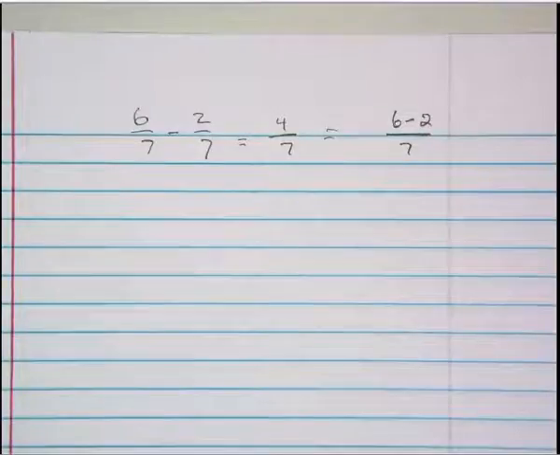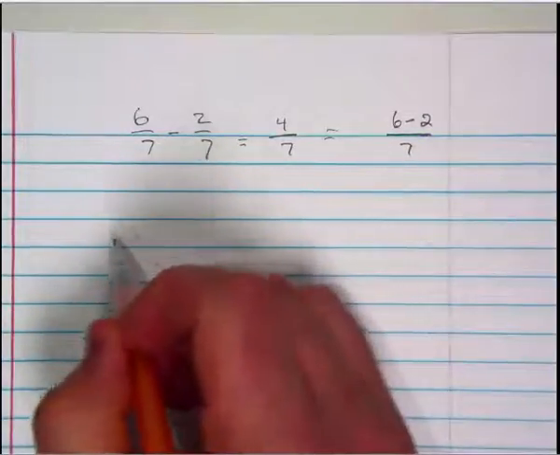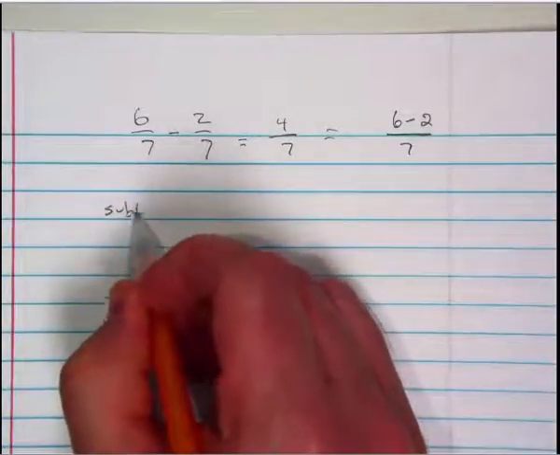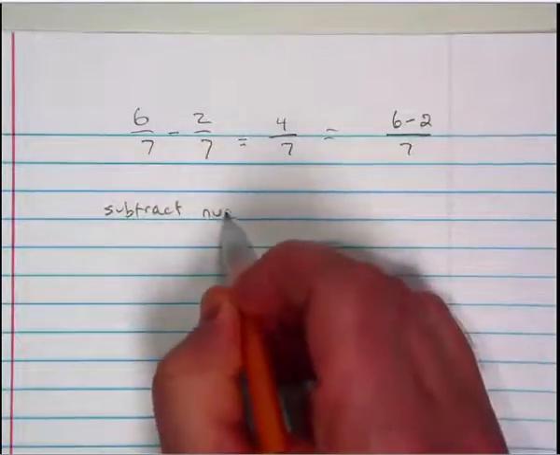But still, we're looking at the thinking that we're doing. So notice that we're subtracting the numerators and keeping the denominators. We, of course, don't always write it out like that, but it could be done.